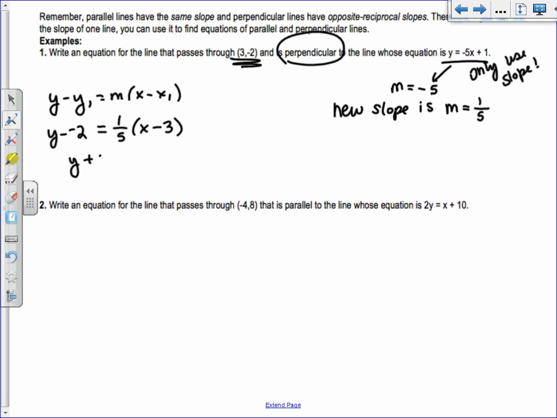So I get y plus 2 equals 1/5 x minus, off to the side, if you need to do 1/5 times negative 3 over 1, you get negative 3/5. So I have negative 3/5. Now I'm going to subtract 2 from both sides. So when I subtract 2, subtract 2. So now I have 1/5 x. I have negative 3/5 minus 2. So how can I rewrite 2 to combine them?